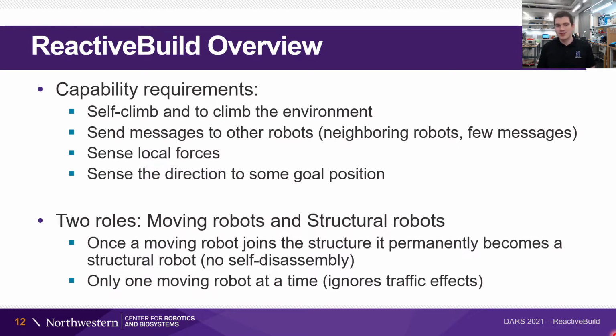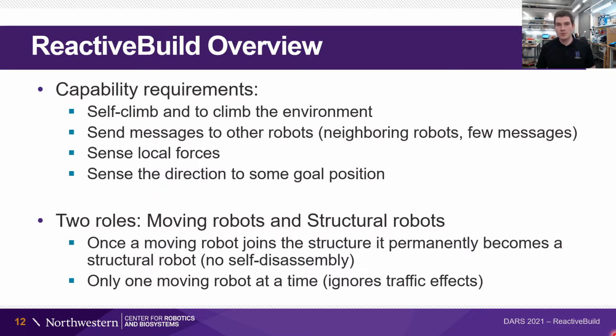The robot must be able to sense local forces. So if I'm pulling on the leg of a robot, it must be possible for that robot to detect it. And finally, it must be possible to detect the direction to some goal position. Imagine that I'm hanging a light bulb over here and the robot has to move towards the light. Note that there's no requirement for amorphous structures. However, this will work for amorphous structures, as we'll show later.